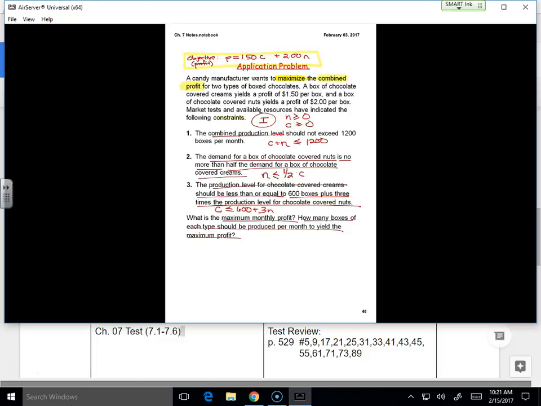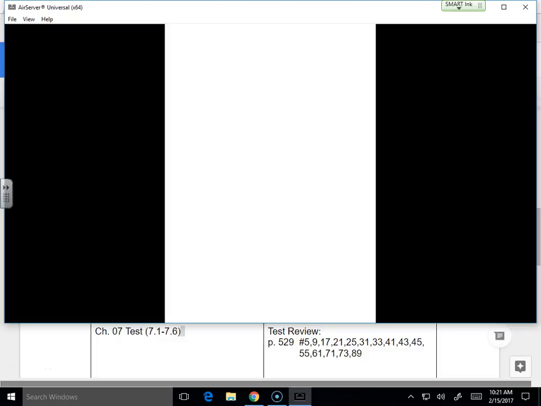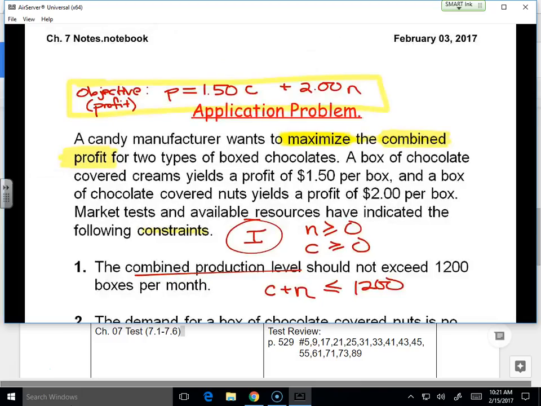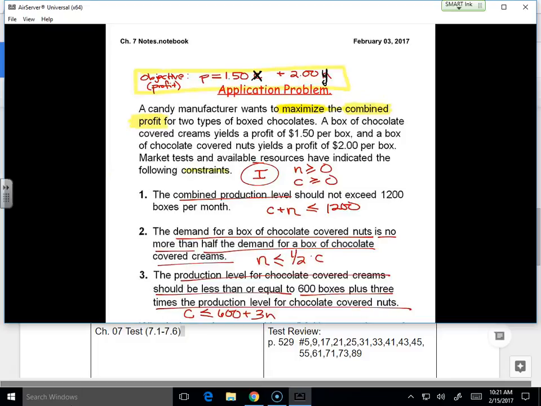Brandon's asking a very good question. What's going to be the X and what's going to be the Y? Do we have to choose C and N to graph? Even though it's nice to match the names, maybe we should just use X and Y. So making the chocolate covered creams X, making the chocolate covered nuts Y. Everywhere there's a C, we need to make it X, just so we're on the same page. Everywhere there's an N, we should make it Y.